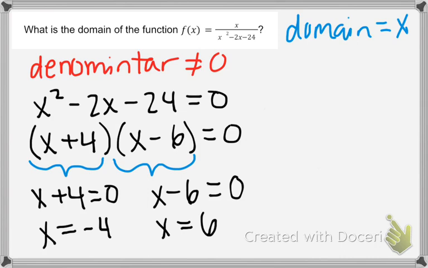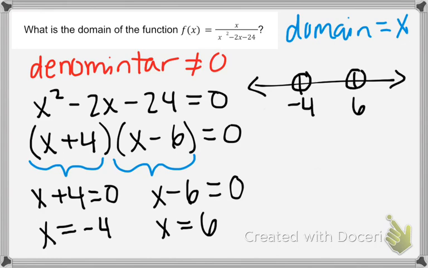So we want to write everything else except for these values. It might be easier to visualize this on a number line and write the values we just got, which were negative 4 and 6. Because we aren't including these values, we're going to have open circles here, and then we want to include everything else, so everything right here. And that's going to be our domain.